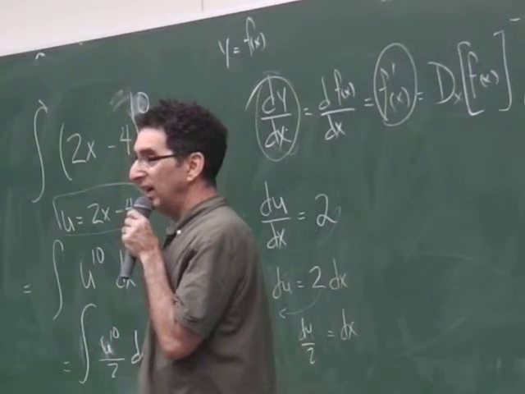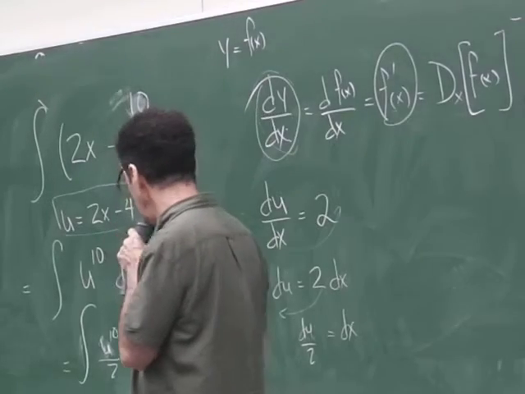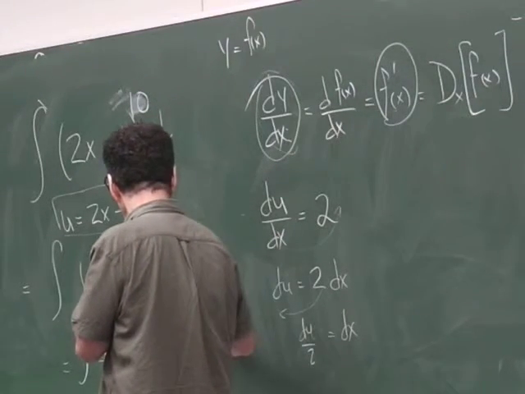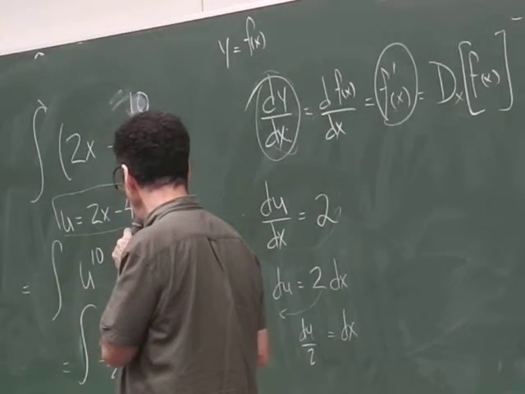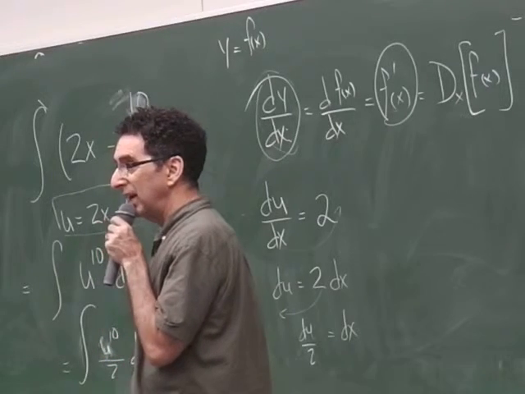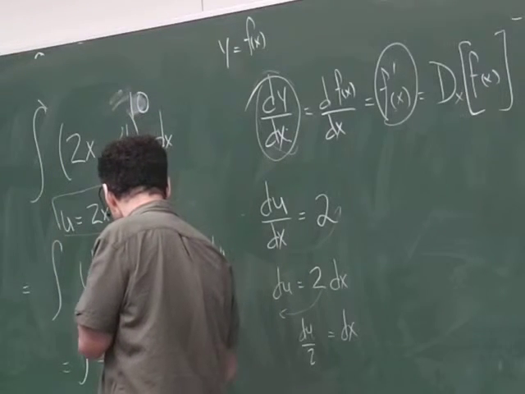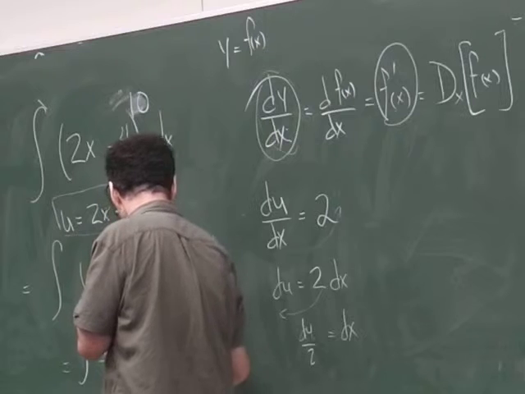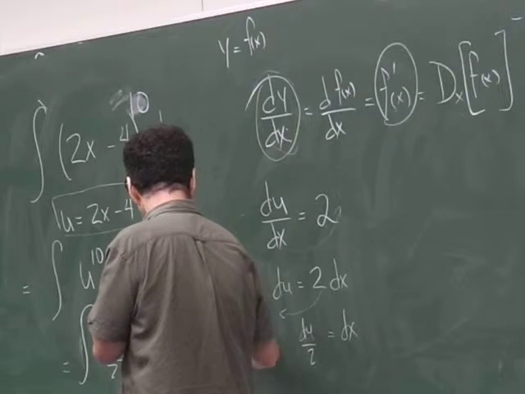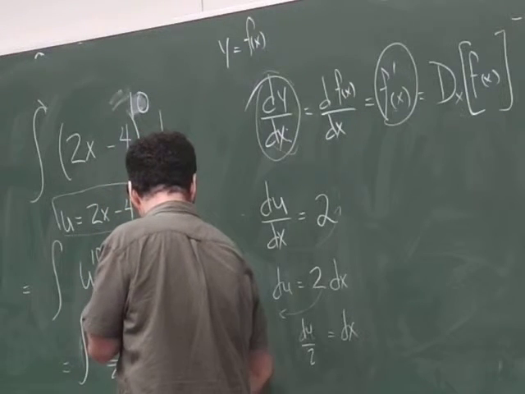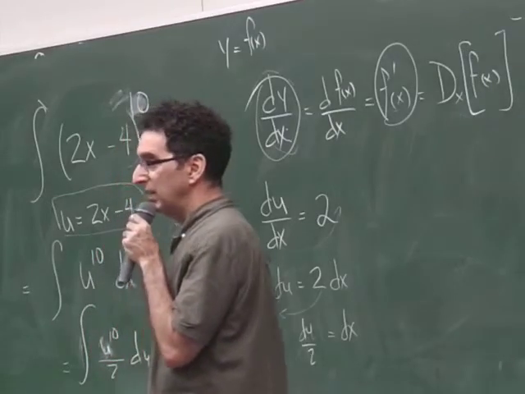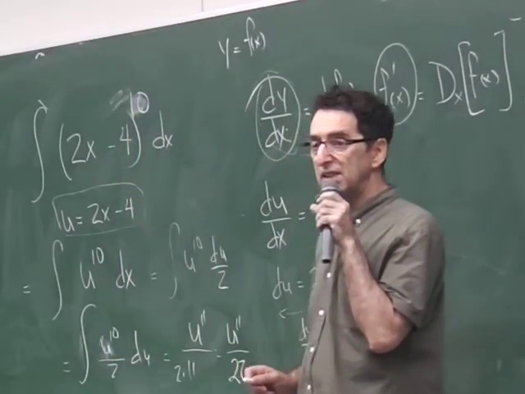u to the 11th over 11 times 2, right? 2 times 11. So the answer is u to the 11 over 22, right? Plus c. Okay, everyone see?